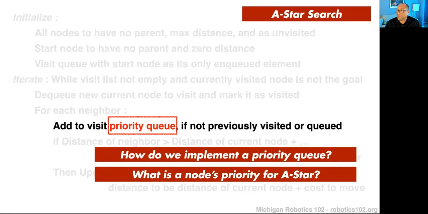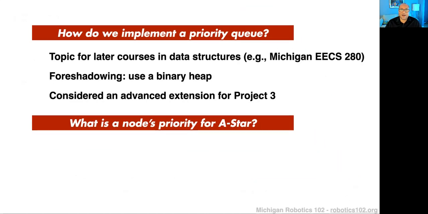How do we implement a priority queue? Because we haven't talked about that at all. And how do we determine a node's priority in terms of an A star search? For both of these questions, the implementation of the priority queue is a topic for later courses in data structures. So if you take ECS 280 at Michigan, they'll talk about priority queues, or maybe it's 281, one of those.